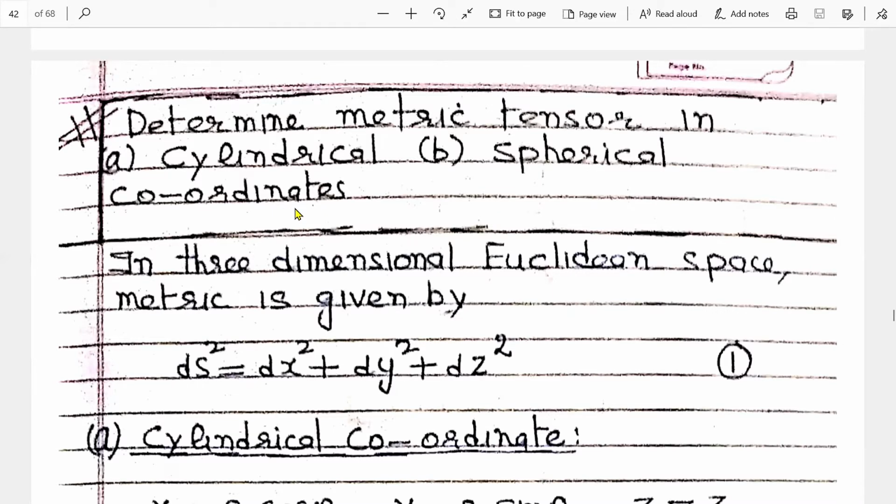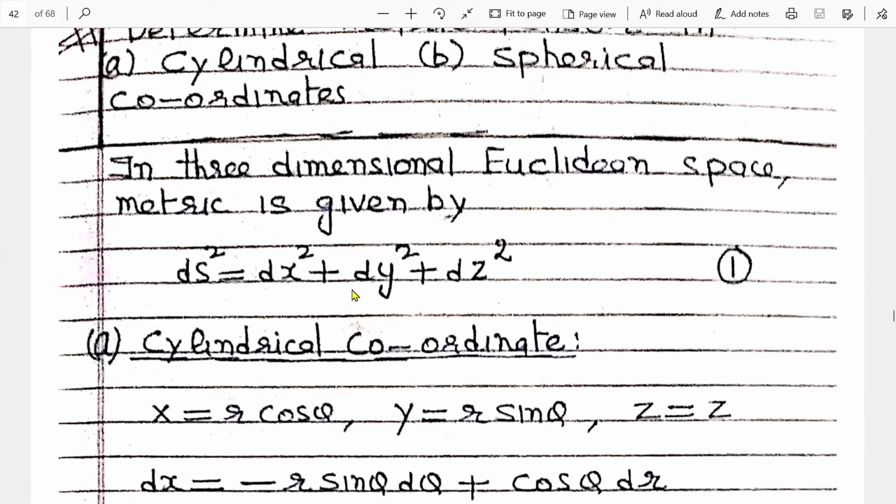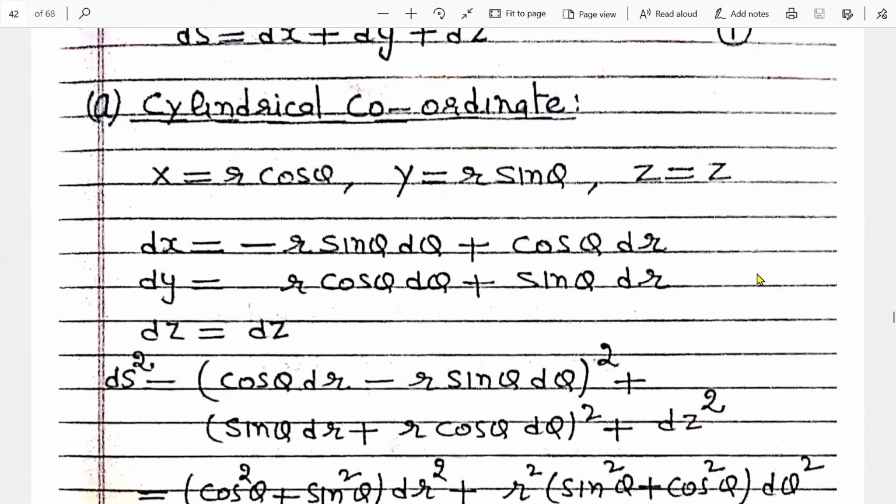So now here we want to show how we can find the metric tensor. In three-dimensional Euclidean space, the metric is given by ds square equals dx square plus dy square plus dz square, which is equation number 1. Now we know that in cylindrical coordinates, x is equal to r cos theta, y is equal to r sin theta, and z is equal to z.